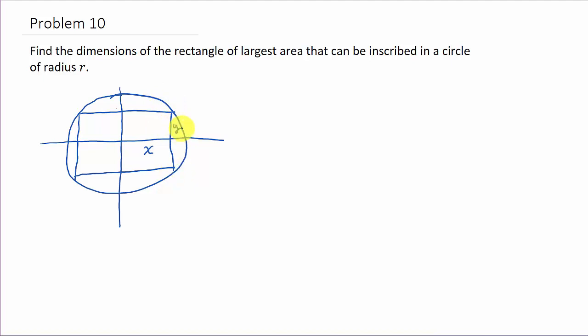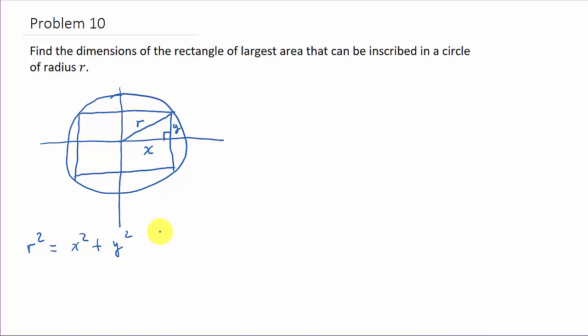All right, so we've got to come up with an equation. Okay, and we know that this distance here, that's r, that's the radius of the circle. All right, so what do we know? Well, this right here, that's a right angle. So I know that r squared is equal to x squared plus y squared. And okay, so let's see what we can do with that.